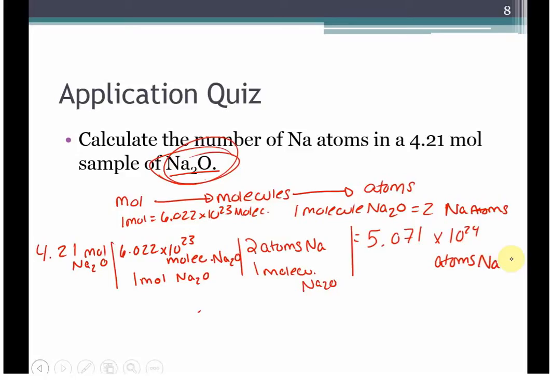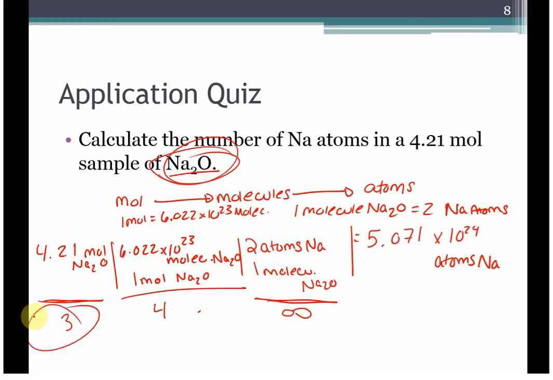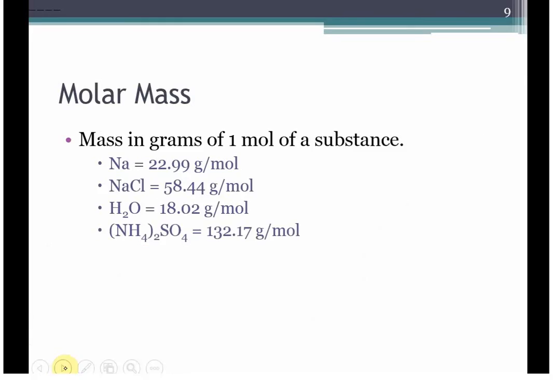Let's go back and look at our sig figs. How many sig figs are in 4.21? It's just three, right? This one is four. I don't think that's an exact quantity, so I'm going to assume it's not. And then for our formula, every molecule has exactly two atoms of sodium. You're not going to split that apart, so this is an exact number, so it's infinite. So we only want three sig figs in our answer, so this one goes away. So it's just 5.07 times 10 to the 24th atoms of sodium. So that was how we convert between atoms and moles.